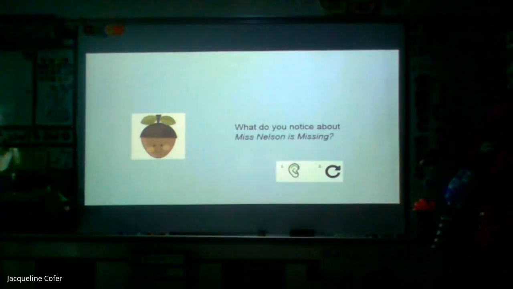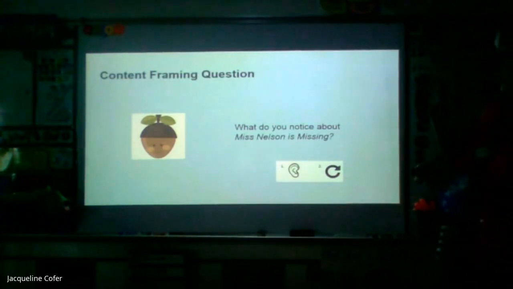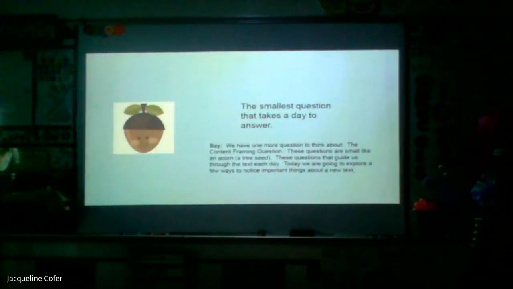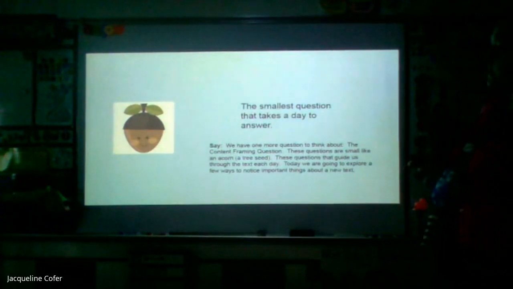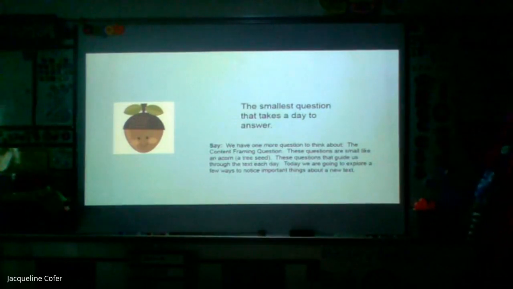So, what do you notice about Miss Nelson is Missing? This is our content framing question. The content framing question is the small question. And the smallest question usually only takes a day to answer. We have one more question to think about, and it's the content framing question. These are small, like an acorn or a tree seed. These questions guide us through the text each day. And today we're going to explore a few ways to notice important things about a new text.